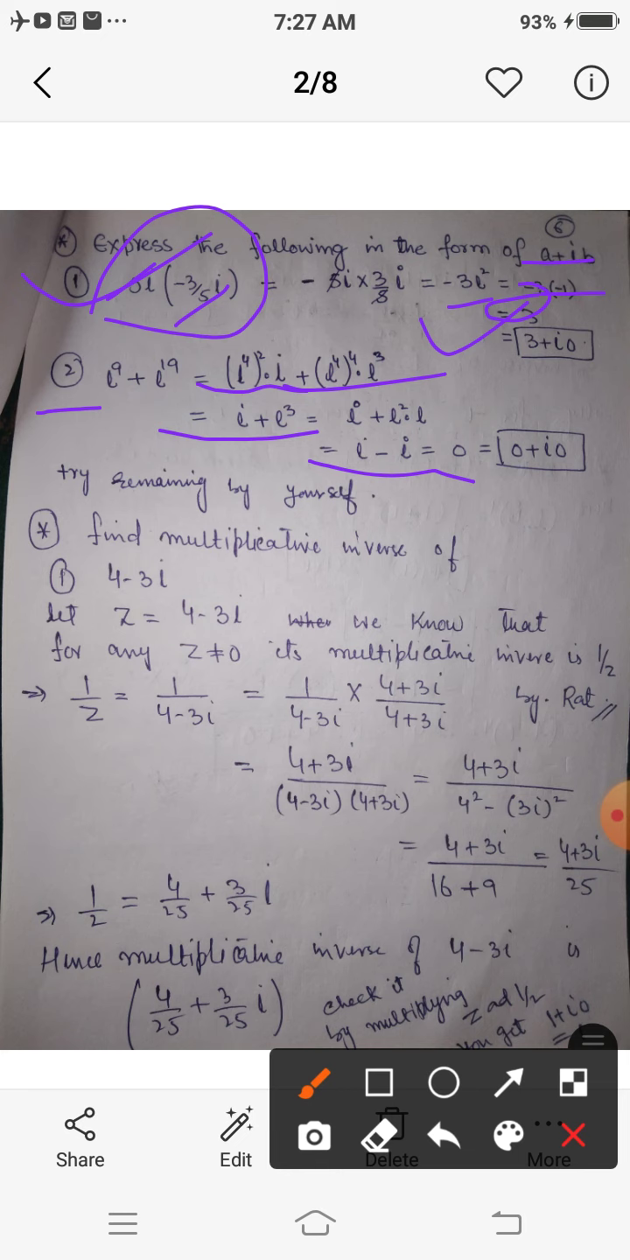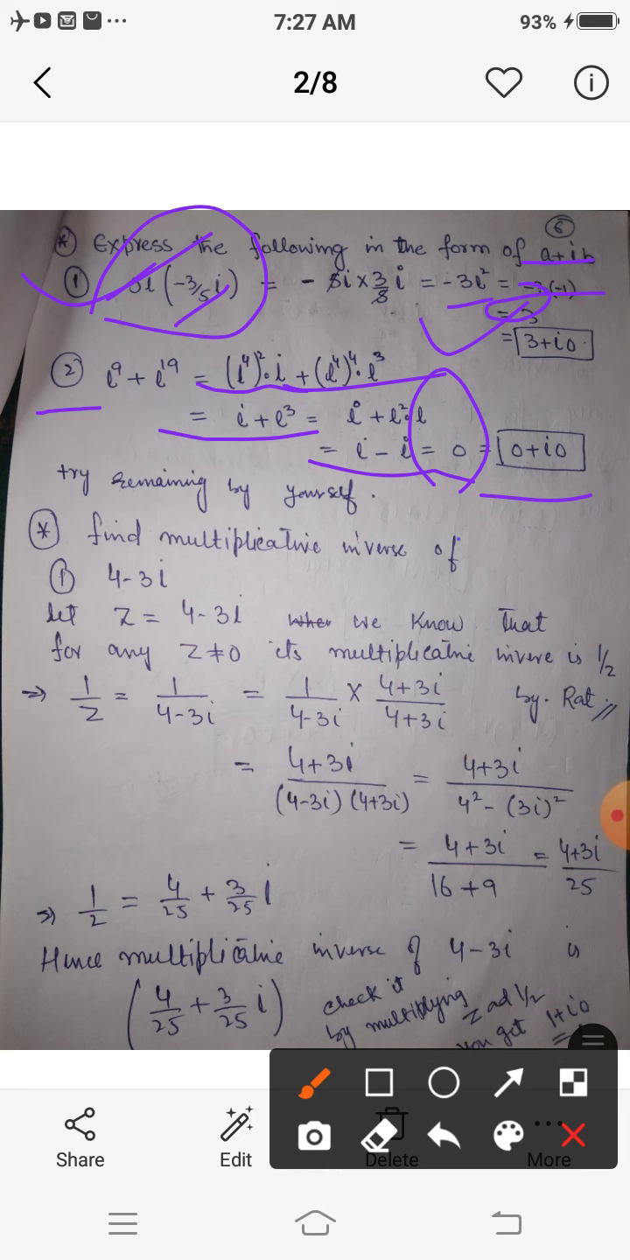So here the value is 0, which is a 0 complex number, or we can write this in the form of 0 plus i0. So you can write any complex number in the standard form, that is in the form of a plus ib.